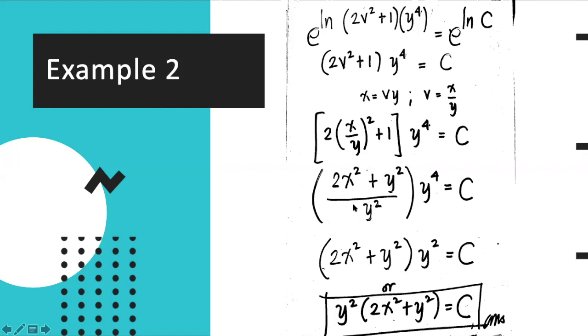Nakuha niyo ba yung pag-simplify na to? Yes, sir. Put into one fraction lang. So what have you noticed? May y squared dito. May y raised to 4 sa labas. y raised to 4 divided by y squared is ma-cancel, di ba? So may y squared pang matitira dyan. And you have now 2x squared plus y squared times y squared equal to c as your final answer. Or you arrange the given solution into this format. So y squared first, and this binomial here, 2x squared plus y squared equal to c. Okay, that's it. Yun yung solution ng example number 2.